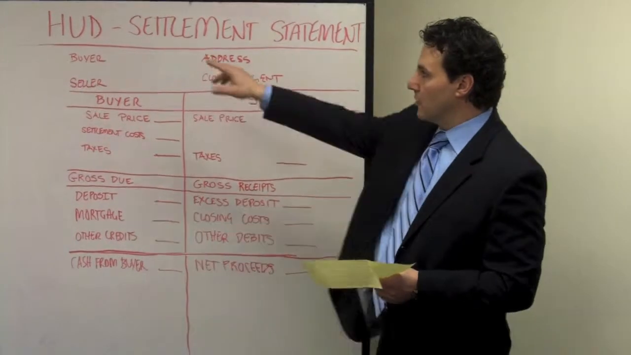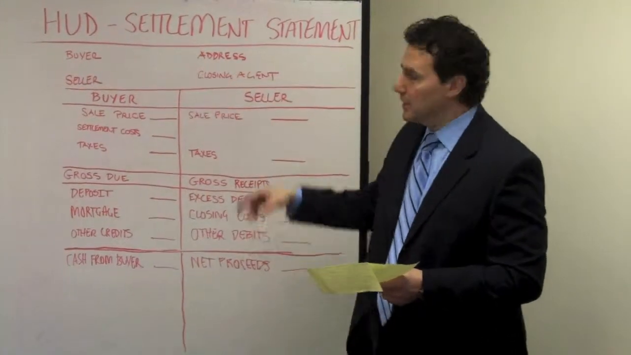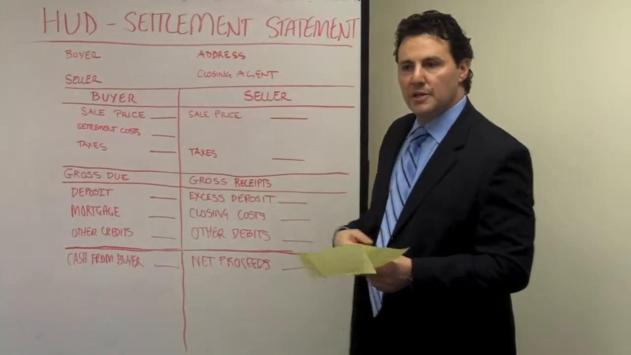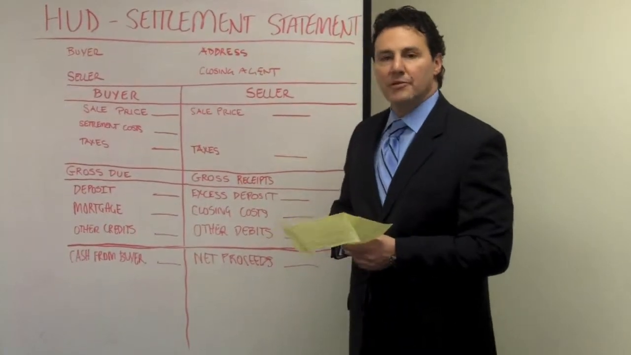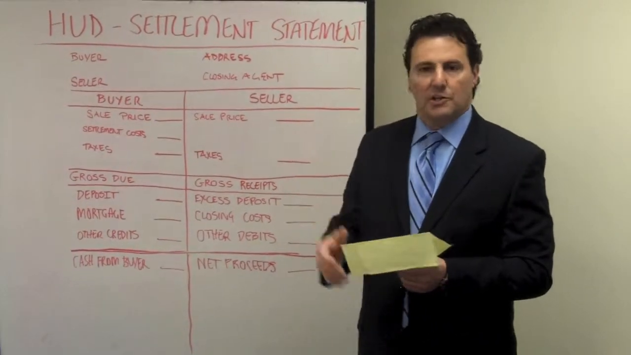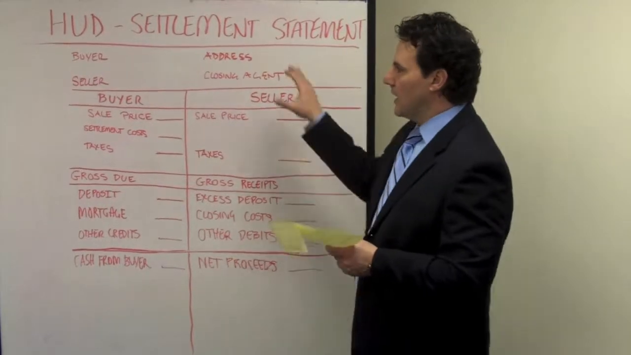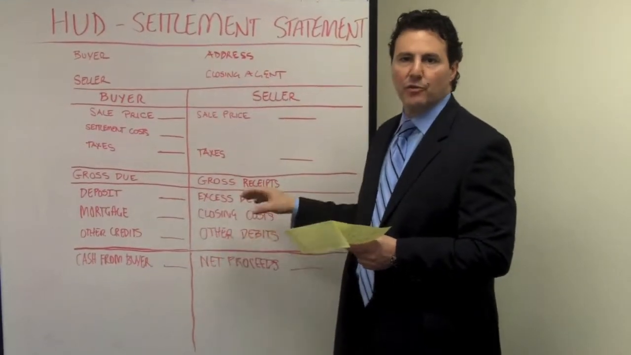So if we look at the form to get a better understanding of all this, we're looking at the first page of what would be called the HUD, that's Housing and Urban Development, the settlement statement. These are the numbers that you will be given by the law office when they're telling you what to bring to closing. And the HUD is a standardized federal form.